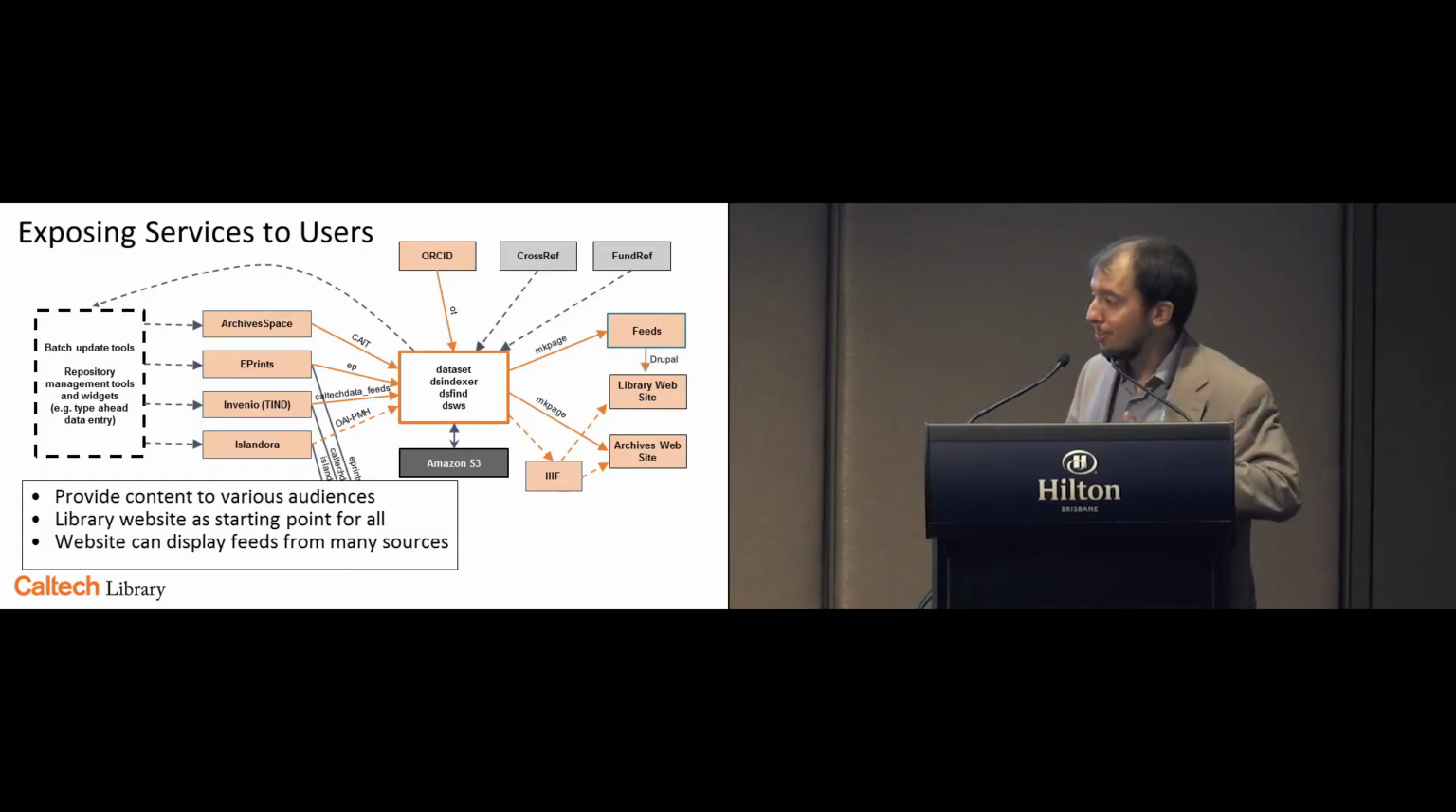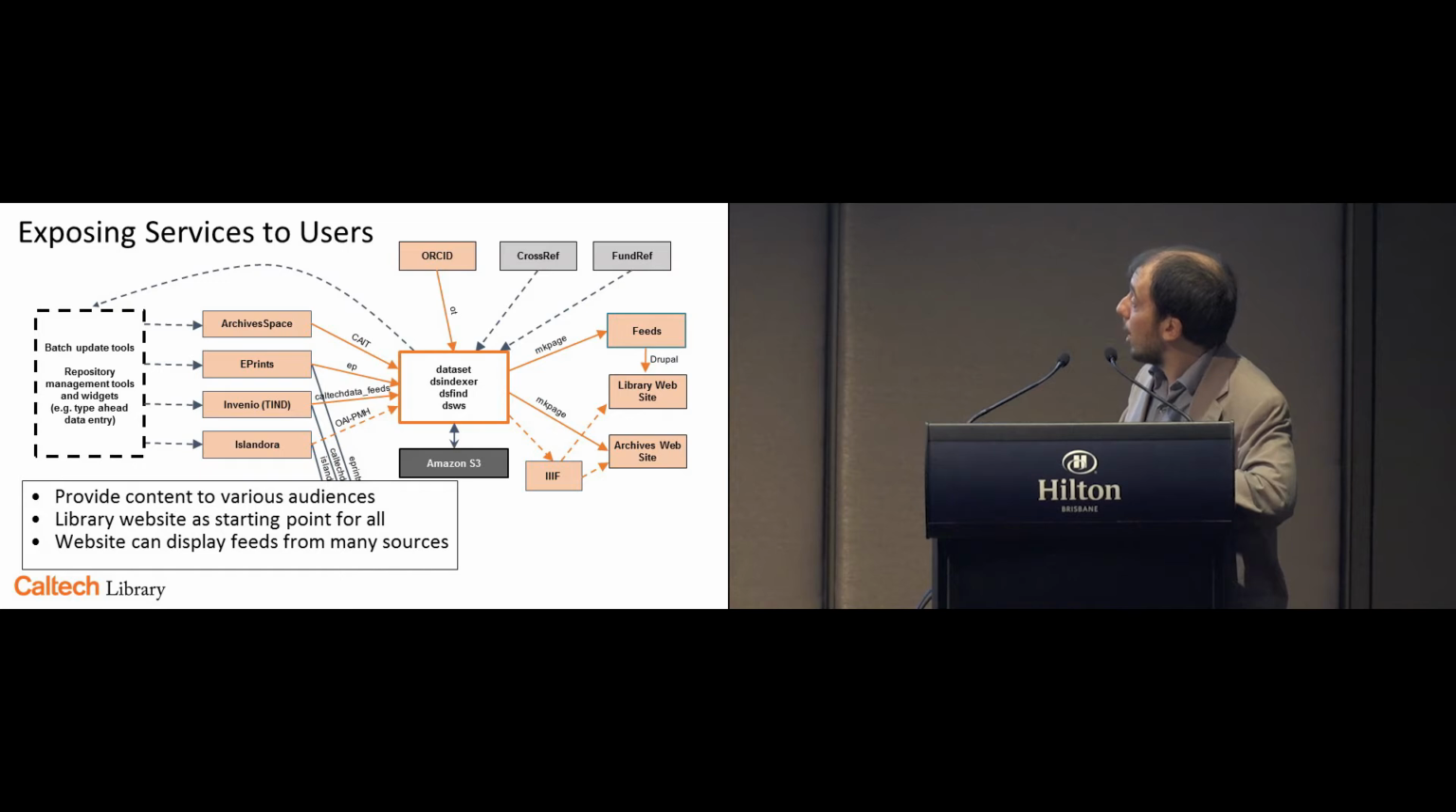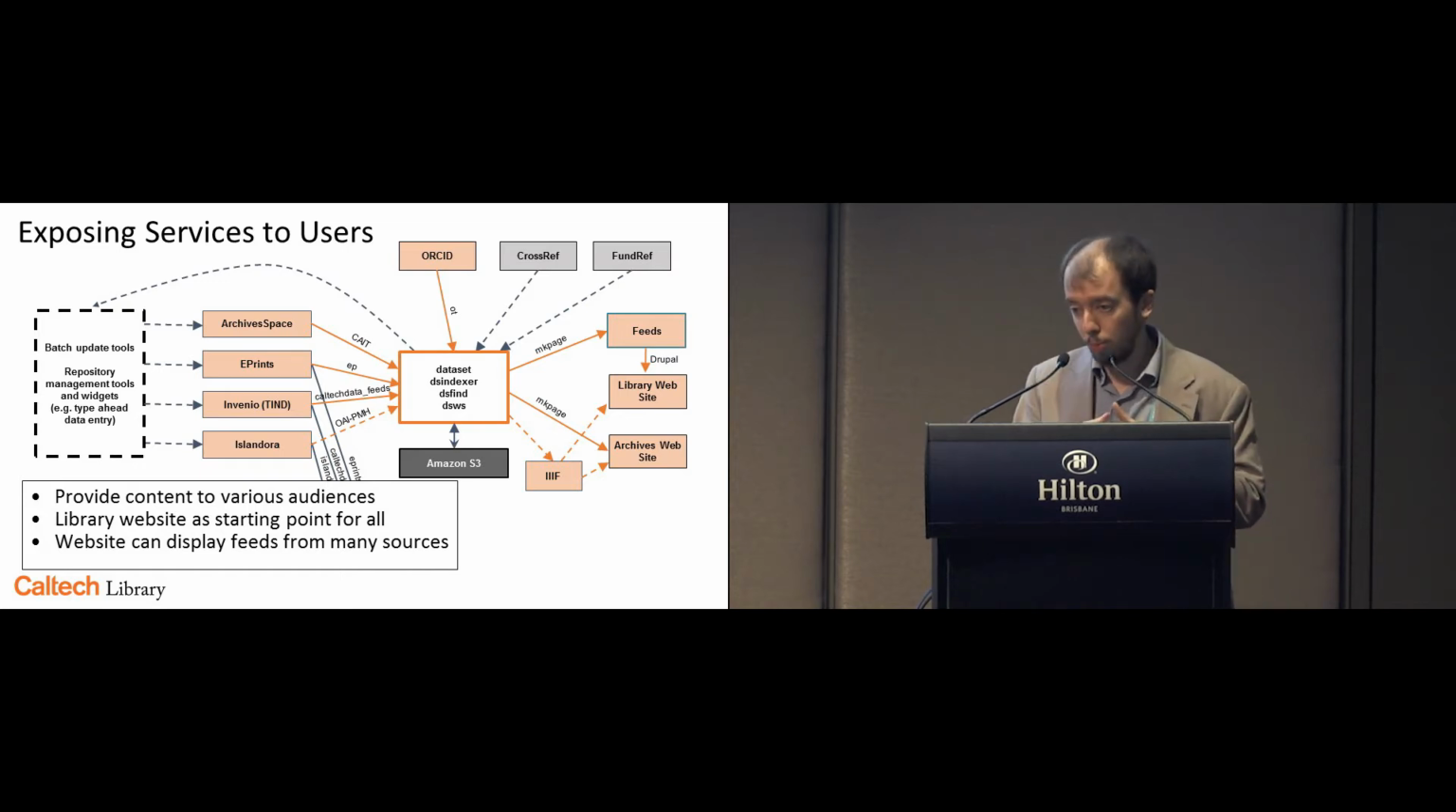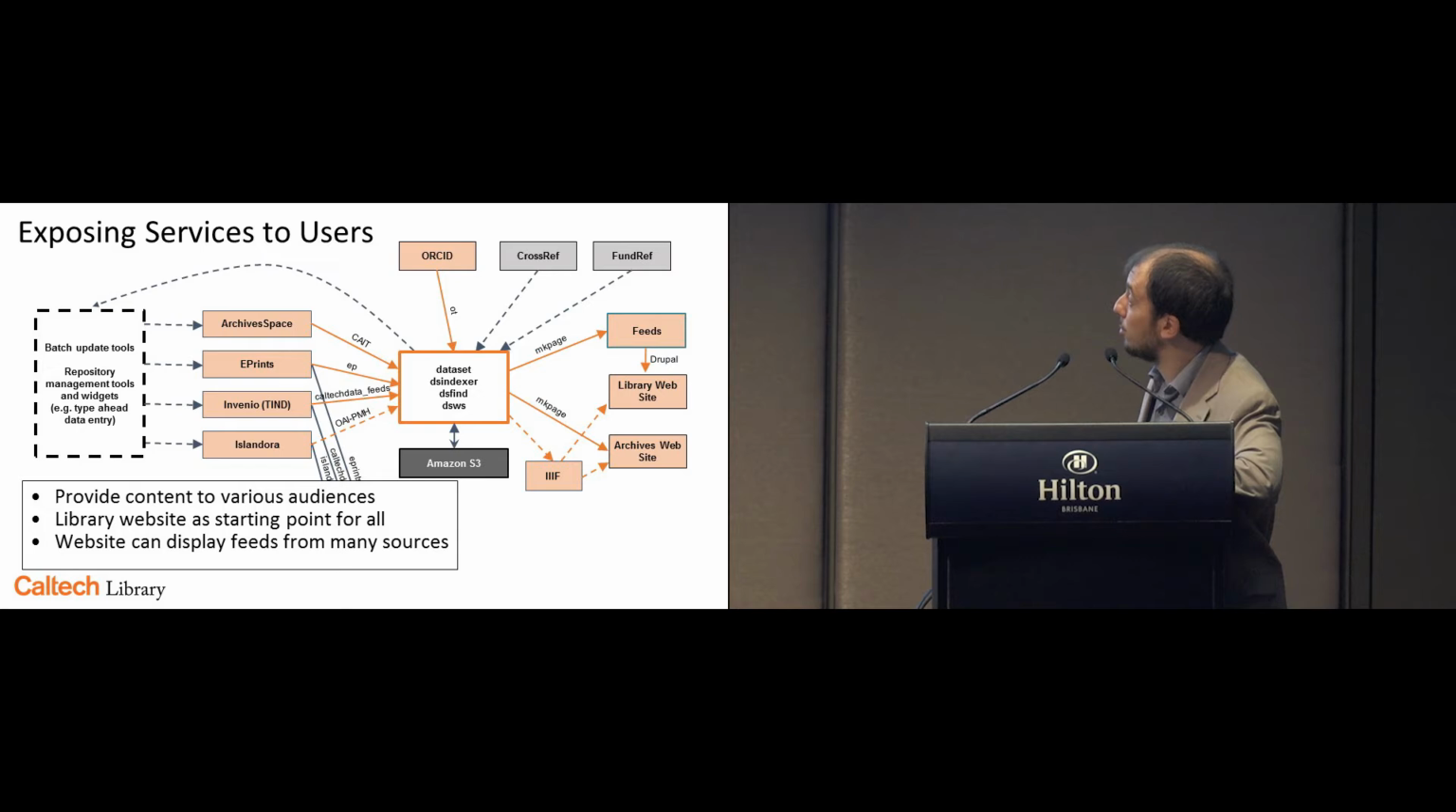So now that I've shown you kind of what we have in production, what you can see today, I'm going to talk briefly about what we're planning on doing in the future. So we really want to expose more of our repository systems to the users. And we want to primarily do that with the library website as the starting point. So instead of clicking through the library website, getting to a different repository system that looks different, we want to be able to pull some of that content out and display it to users.